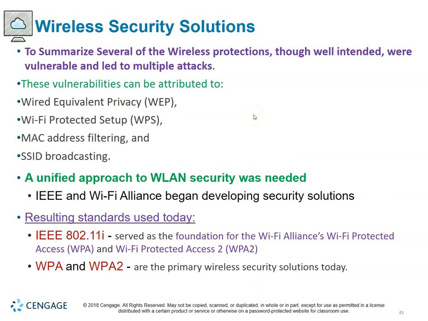So let's look at a summary. We're going to summarize several of the wireless protections that were vulnerable and led to multiple attacks. Here are the vulnerabilities. They can be attributed to these older technologies: WEP, WPS, MAC filtering, and SSID broadcasting. They were all addressing an individual problem. So we needed kind of a one-size-fits-all unified approach. And so that's the motivation for the standards that we have today, which would be 802.11i and WPA and WPA2, which are the primary wireless security solutions in use now.